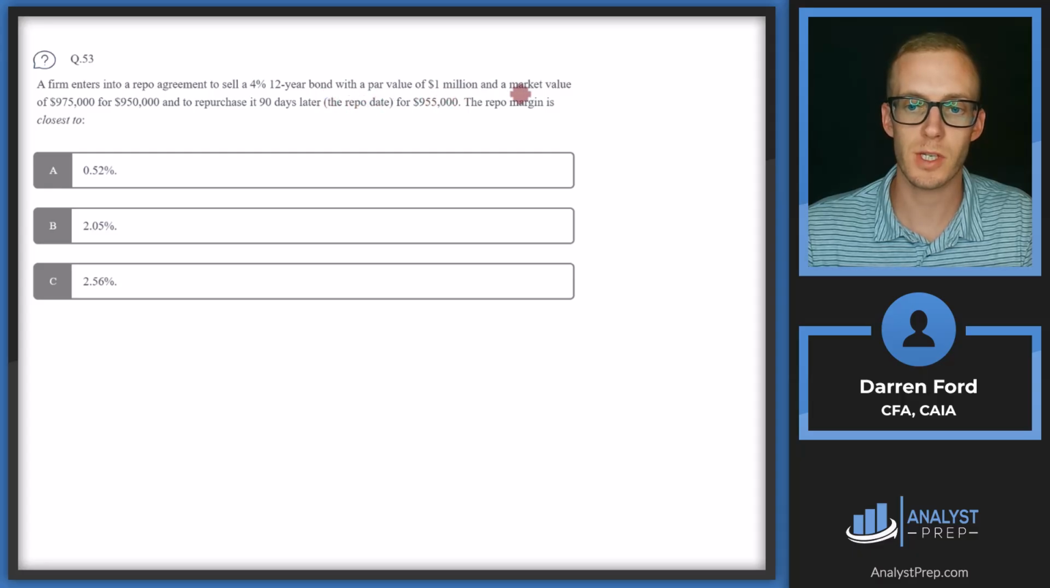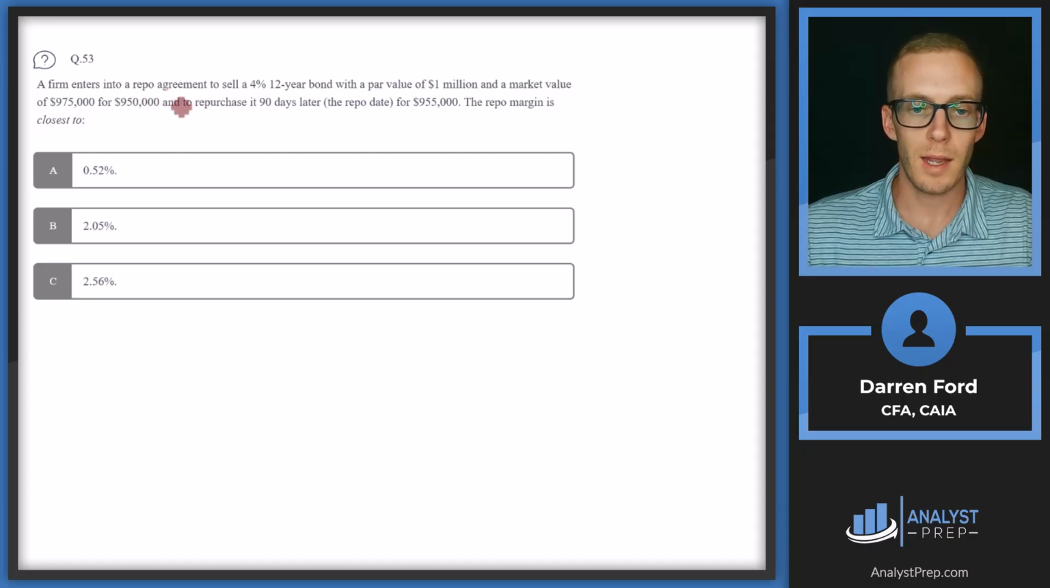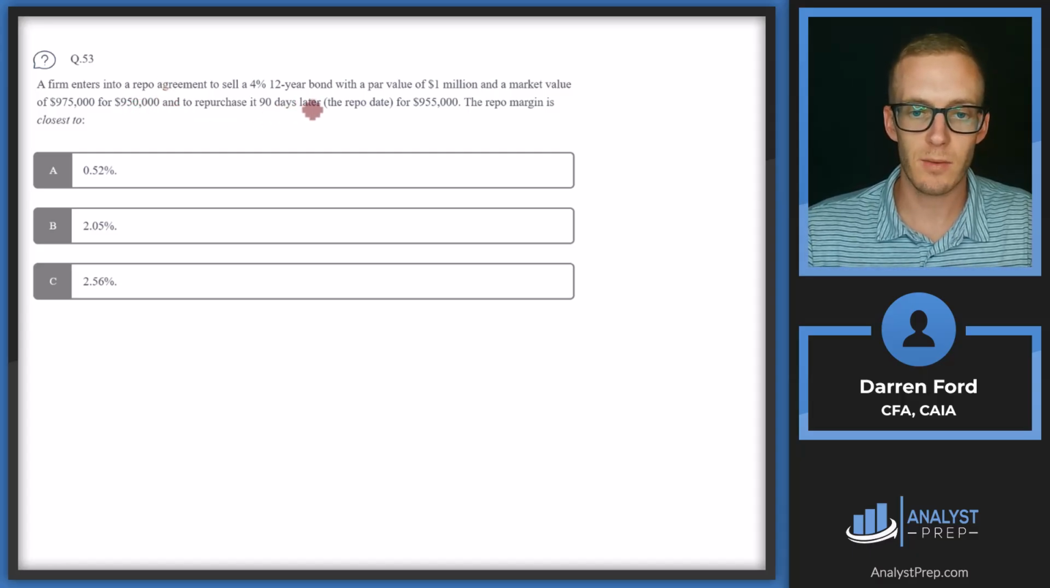Question 58. A firm enters into a repo agreement to sell a 4% 12-year bond with a par value of $1 million and a market value of $975,000 for $950,000, and to repurchase it 90 days later, the repo date, for $955,000. The repo margin is closest to. So essentially this is going to be the haircut that's applied to that repo.